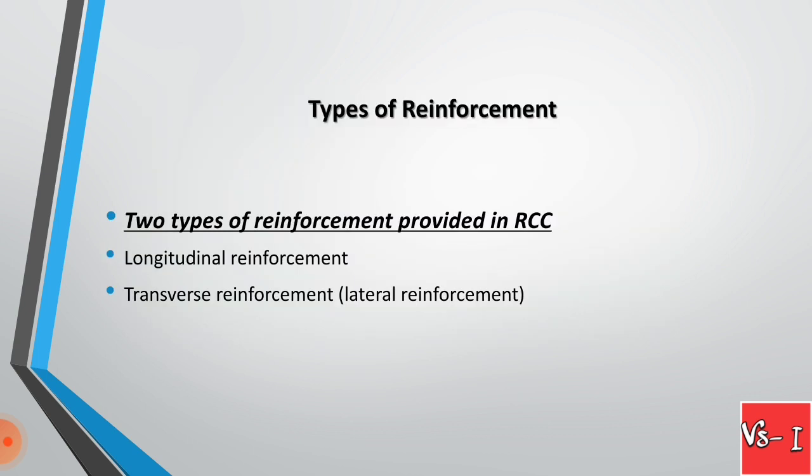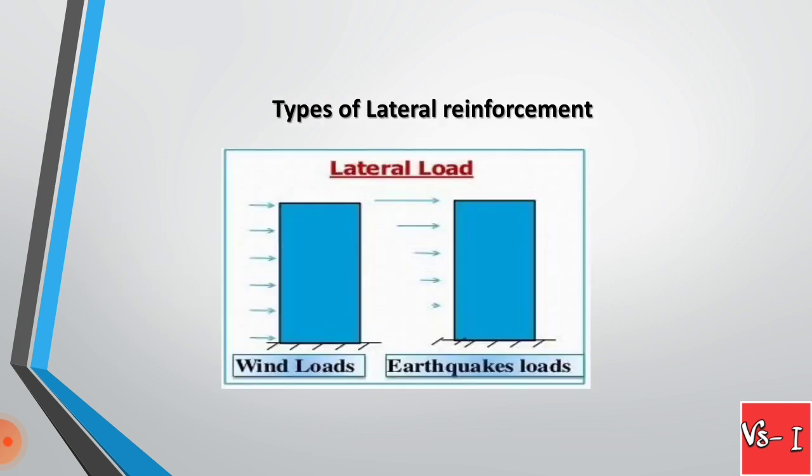Here we are going to see the types of reinforcement. There are basically two types of reinforcement provided in RCC: longitudinal reinforcement and transverse reinforcement, which is also known as lateral reinforcement. Here, lateral reinforcement is of two types: wind loaded and earthquake loaded. We can see that the wind load is applied uniformly throughout the length, while on the other hand, earthquake loads are applied non-uniformly, as we can see in the image.